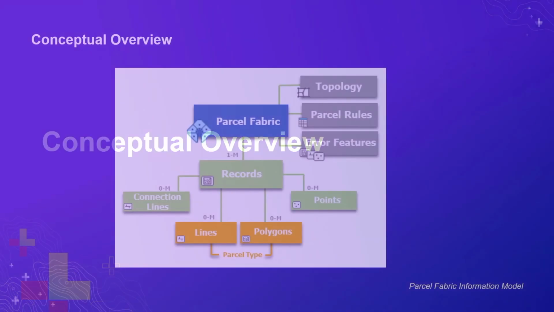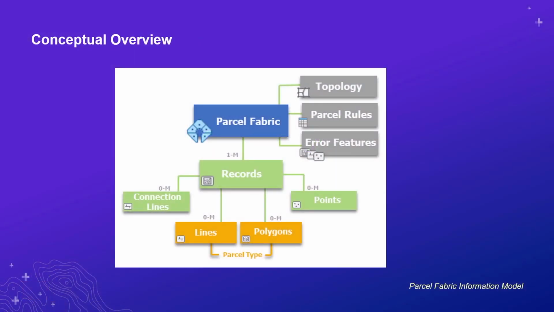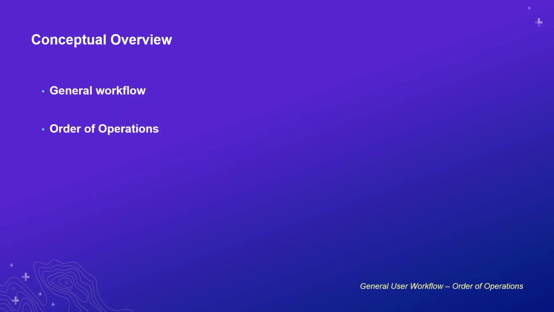Doing a quick conceptual overview. Before you start programming with the Parcel Fabric API, you need to understand the architecture of the system, of the model. So we'll be looking at this diagram in the first few slides here as we go through this overview and cover the different elements of that. First of all, let's do a conceptual overview of the general workflow and the order of operations.